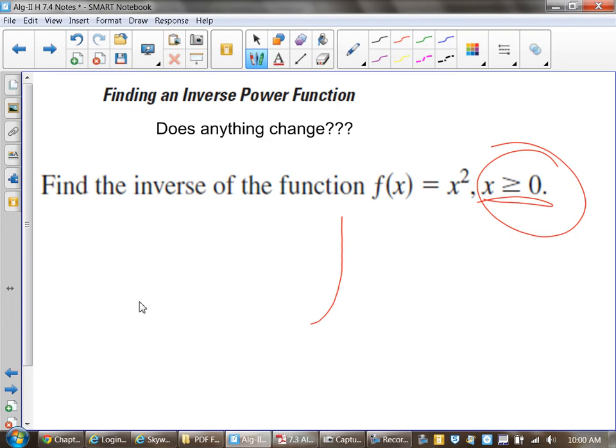Yes, sir? But then wouldn't some graphs not work out? Because let's say that this is the y-axis, and it comes down through here, and then it still has this like tail here.